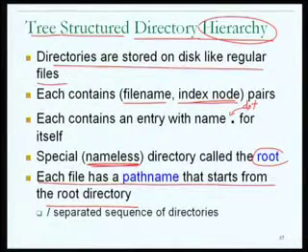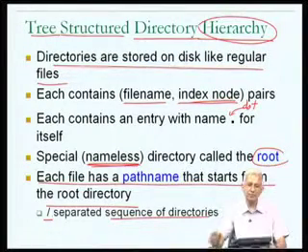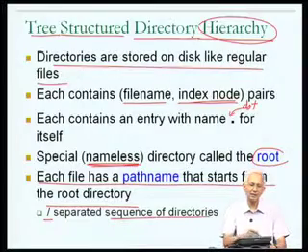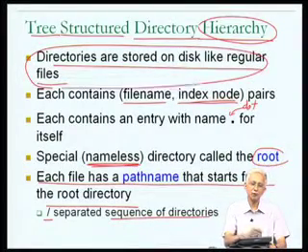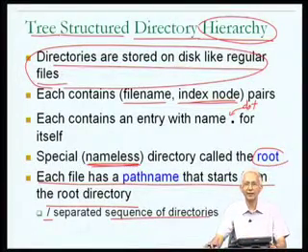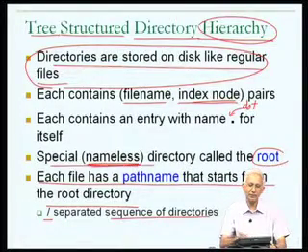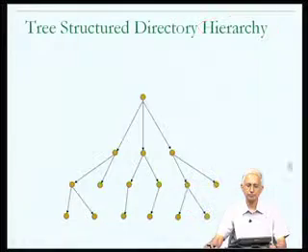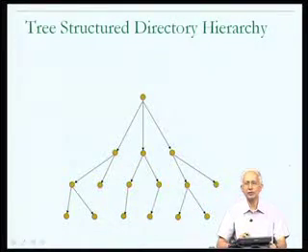Typically, in constructing the path name, one separates the sequence of directories by slashes. And so I would refer to a path name as being a slash separated sequence of directory names. Remember, we talk about a directory as having a name simply because the directory itself is stored on disk like a regular file and must therefore have a name, other than, of course, the special nameless directory which is called the root.